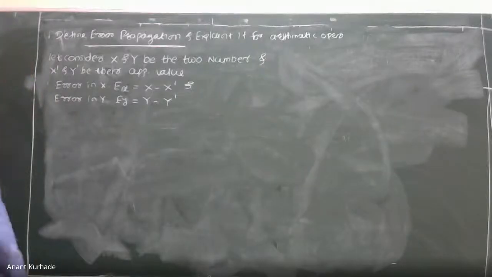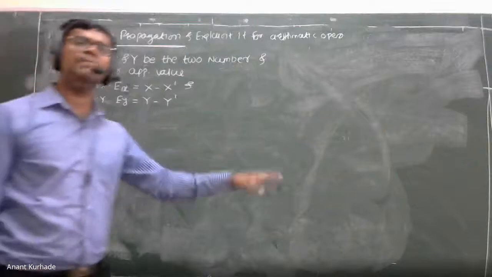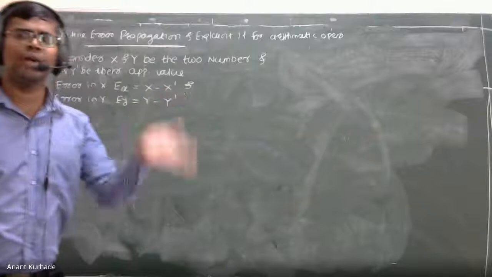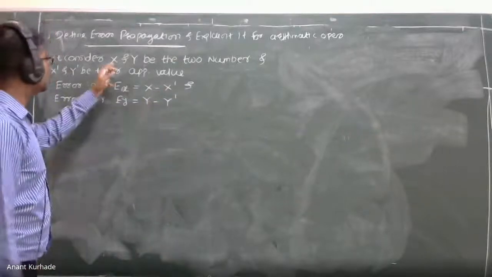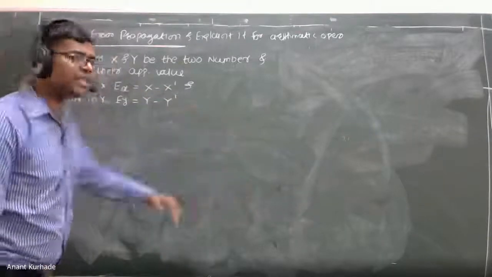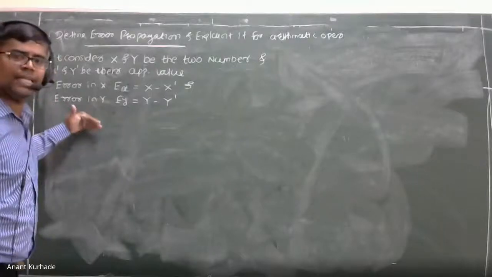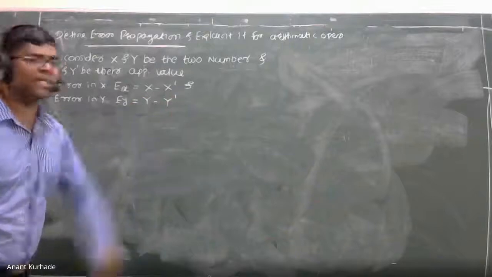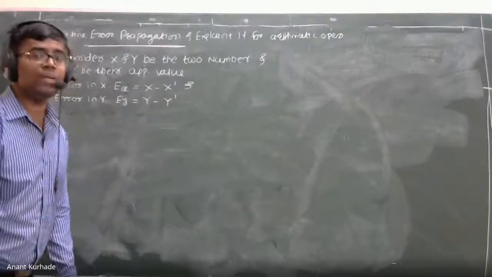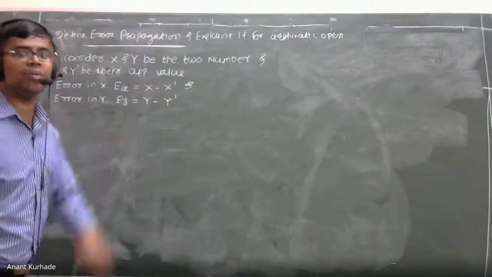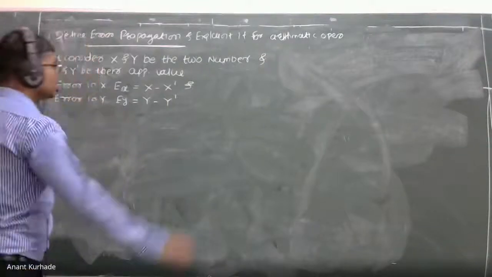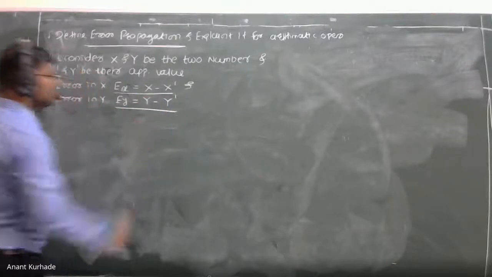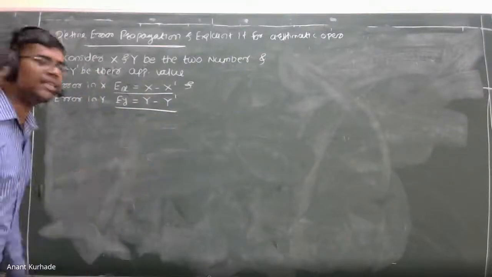We know that we require two numbers. Let's consider x and y being two numbers. Now error means true minus approximate. So we have written x and y as two values, and you must write x dash and y dash as the approximate values. So error EX is equal to x minus x dash, EY is equal to y minus y dash. But we are performing an arithmetic operation, so we require two numbers. From these two equations, separate them in terms of x and y.